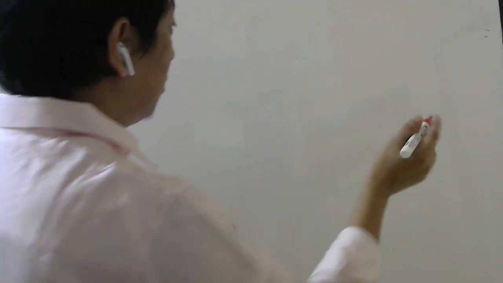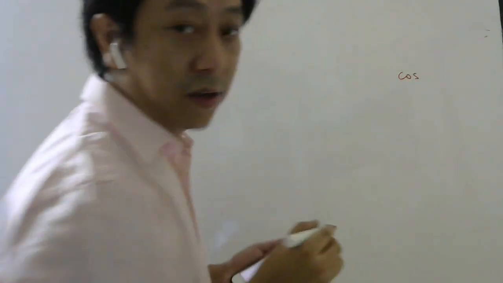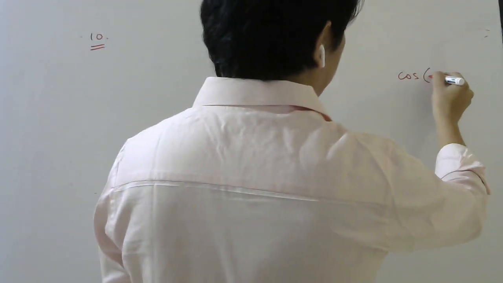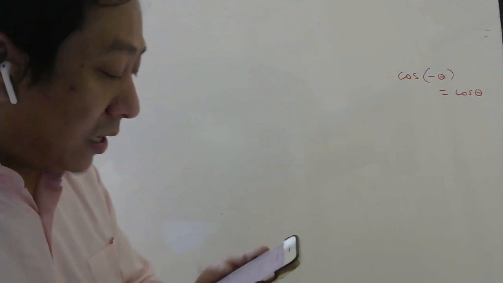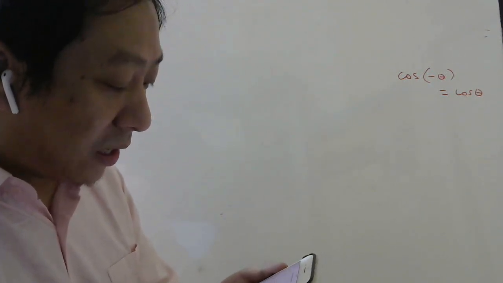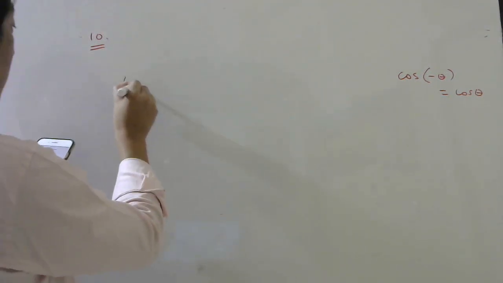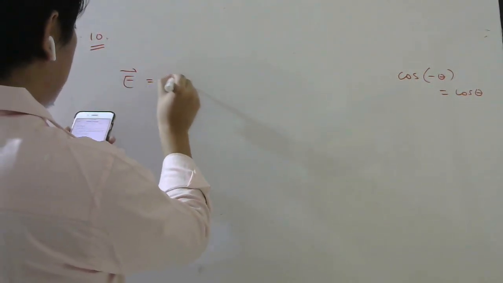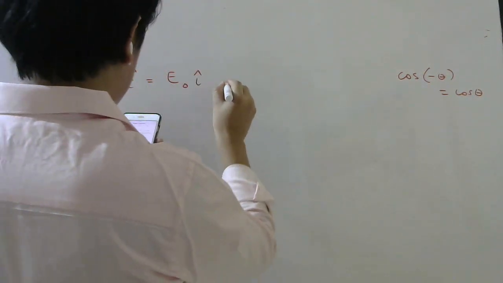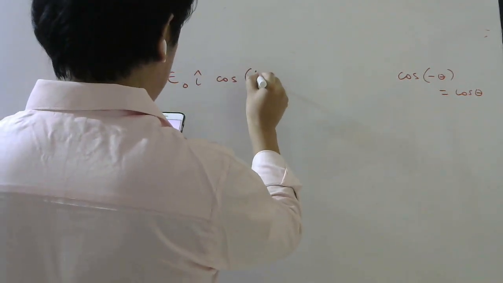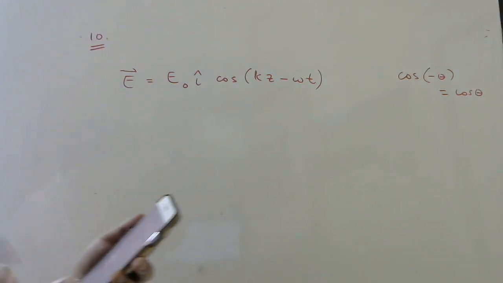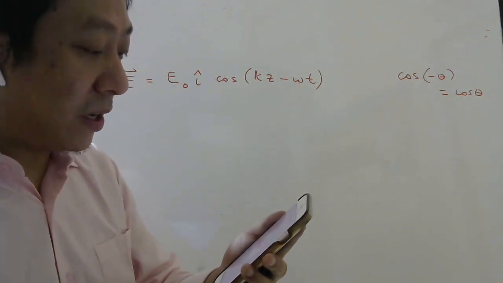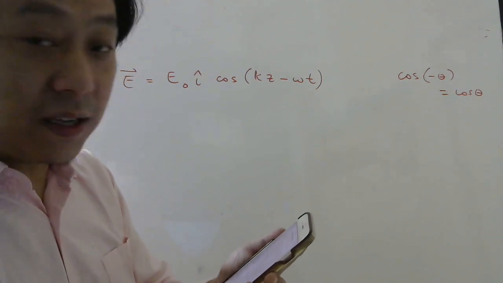But before we continue, I hope you all know one trigonometric identity. Cos of minus theta is the same as cos of theta. Cos is an even function, right? So you should know that one. So look here. A linearly polarized electromagnetic wave is given by the formula E bar is equal to E naught i cap cos(kz minus omega t). It is incident normally on a perfectly reflecting infinite wall at z equal to a.